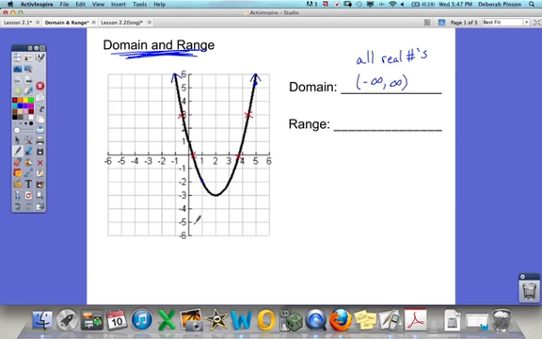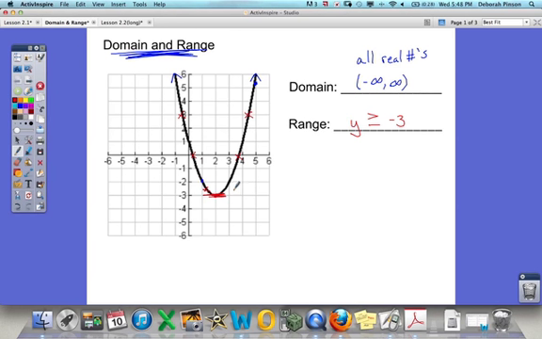Now this one's a little different because if I'm talking about -6, I don't have a value. So this isn't going to be all real numbers because I don't always have a value for the y. I think it's basically going to be everything -3 and bigger. Here's how I'm going to write it. Y, because I'm talking about y values with the range, is greater than or equal to -3. So that means I've got a value here at -3.